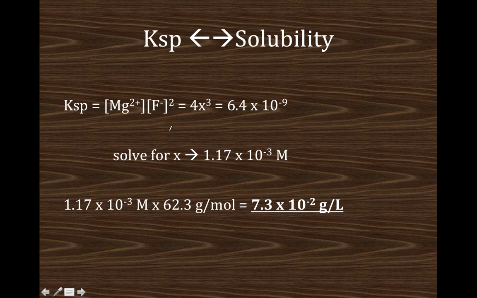Here's our Ksp, 4x cubed. We knew the Ksp, so we solve for x. So what do we do? We take this number, we divide it by 4, and then we take the cube root. But that comes out in moles per liter, so we put that down here. We multiply by the molar mass of MgF2, and we get our answer in grams per liter.